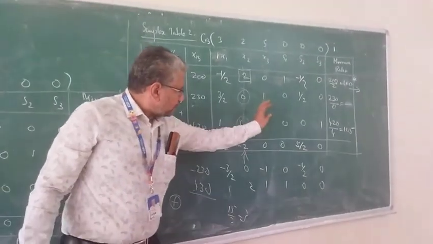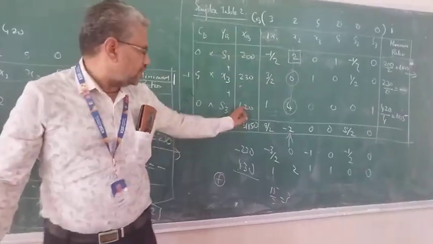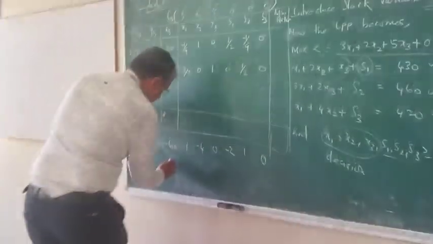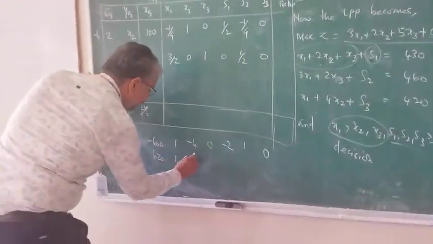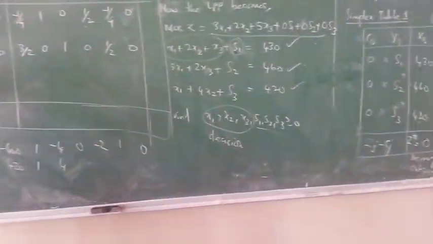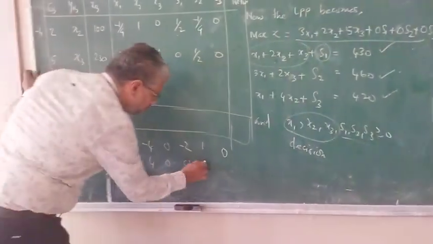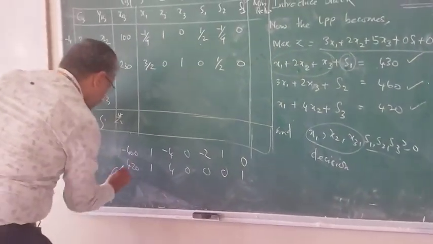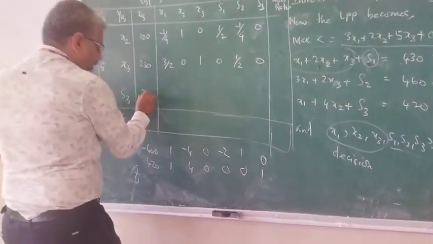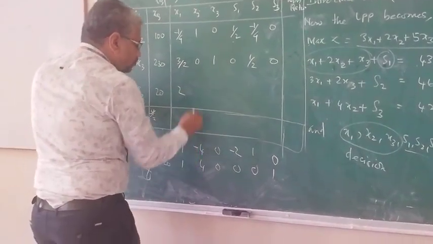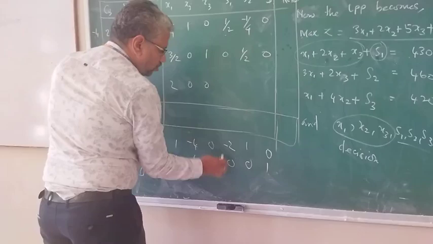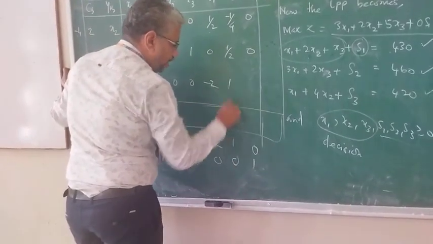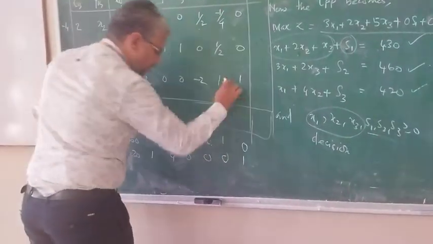Therefore, take the third equation as it is: 420, 1, 4, 0, 0, 0, and finally 1. So you add these two values. 420 minus 400 equals 20. 1 plus 1 is 2. 0, 0, minus 2, 1, 0. Sorry, 1.